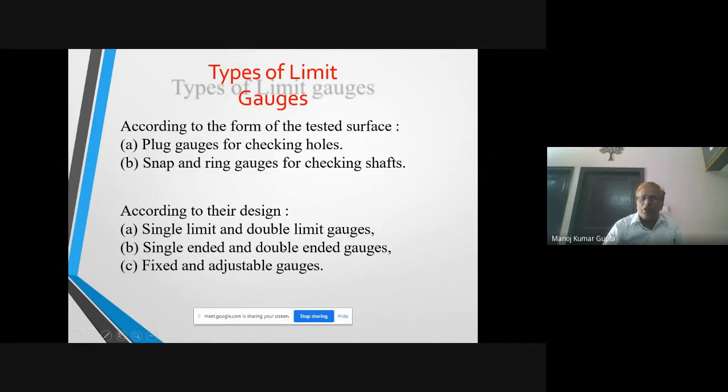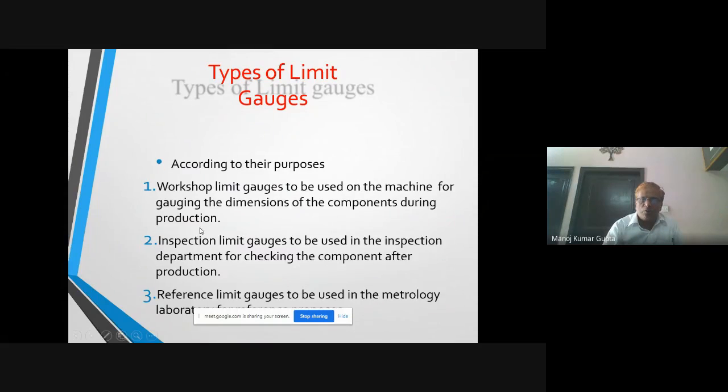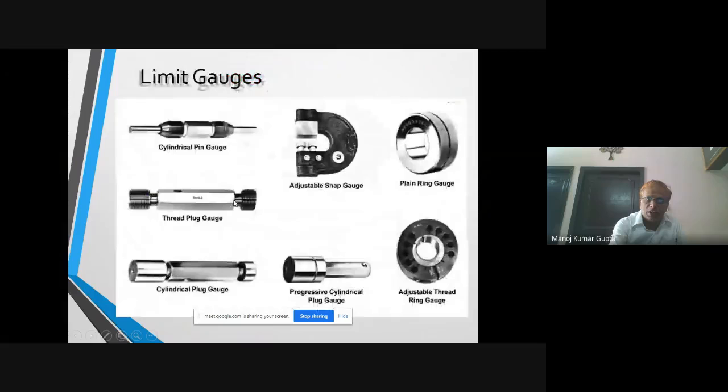I have sent you a YouTube link. You can see that link and judge how the limit gauges are working. It is nicely shown and you can understand from that too. These are the types of limit gauges: inspection limit gauges, reference limit gauges and workshop limit gauges. The figures are also given: cylindrical pin gauge, adjustable gauge, thread plug gauge, cylindrical plug gauge.